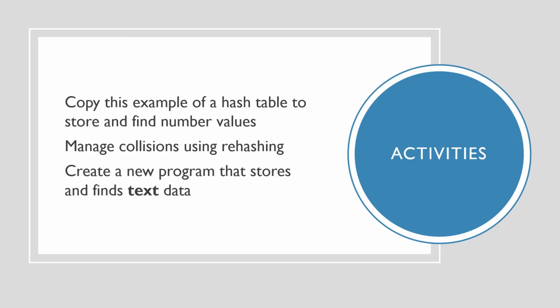I'm going to leave you with some activities. You can copy the example that I've shown here to create a hash table that stores and finds number values and manage collisions using rehashing. You can simply copy the code, go back through this presentation and copy the code into your own Python program, or you could close the video and try to do it just from memory or from your own notes.